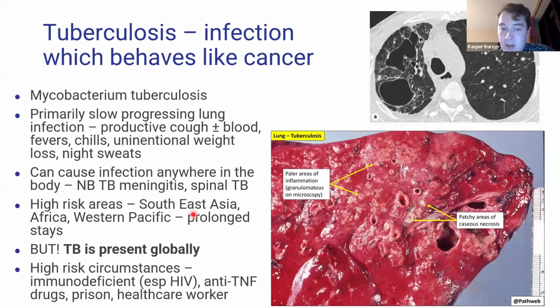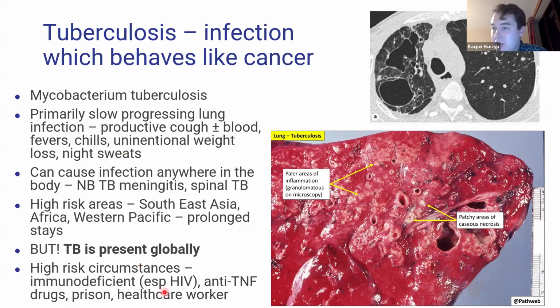You have your high risk areas, again Southeast Asia, Africa, and the Western Pacific, especially if there are prolonged stays. But TB is present globally. Typically, the question will give you some of that, just to direct you towards TB. But in the real world, if you see those symptoms, think TB. Essentially, TB is always a differential to lung cancer, 100% of the time.